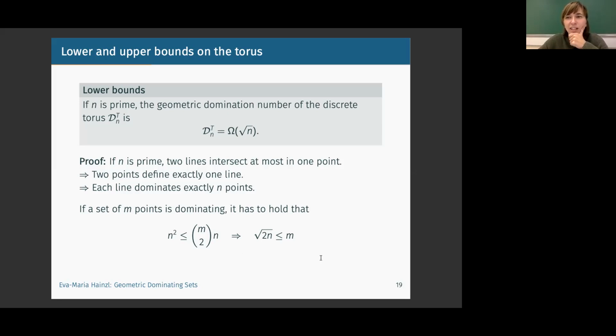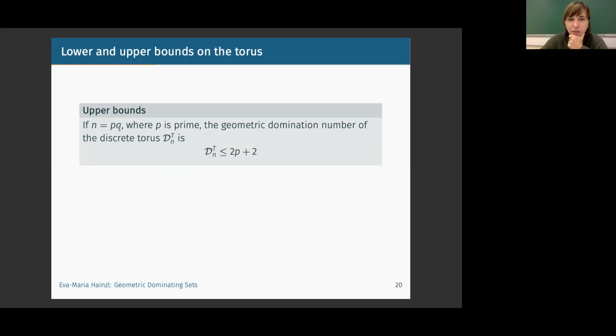Now, what if n is not prime? If n factors into p times q, where p is a prime factor, q can also be 1, but then this is just a really bad upper bound. The geometric domination number on the discrete torus, then, is bounded from above by 2 times p plus 2. So think about even numbers. We can choose 2 as a prime factor. Then the domination number is bounded from above by 6. Whereas for a prime number, the domination number is bounded from below by square root n. Right? So there's a big difference.